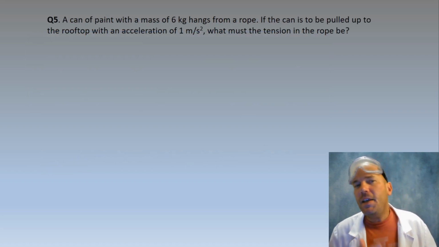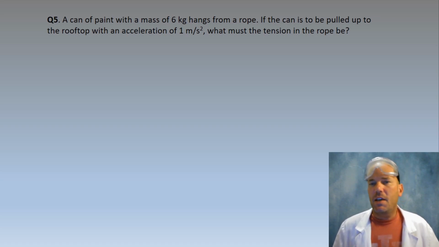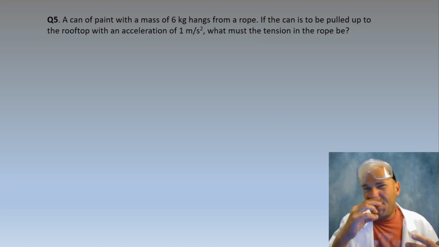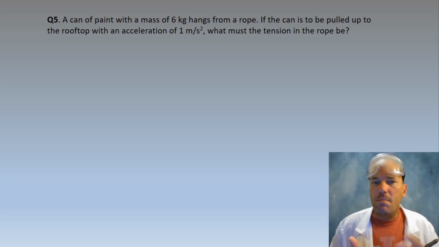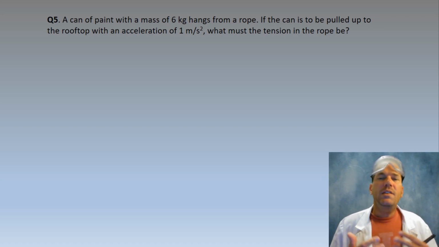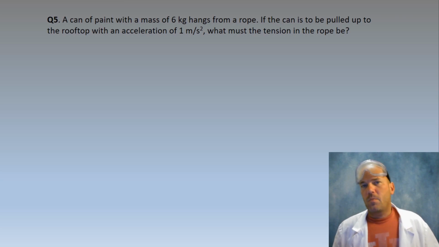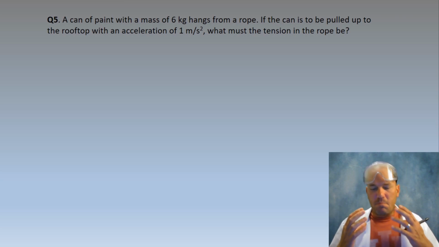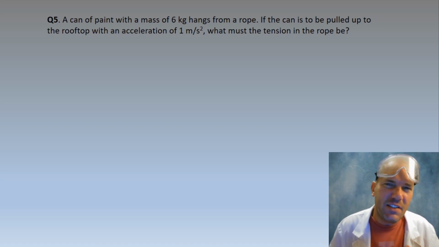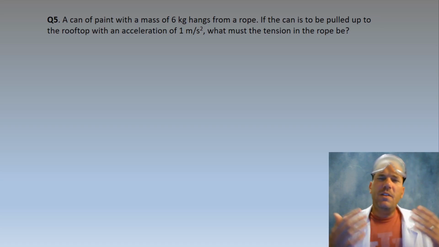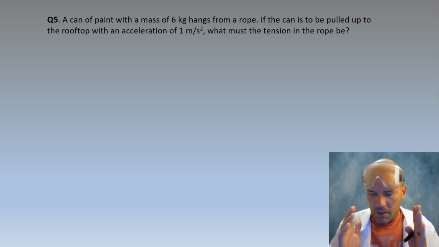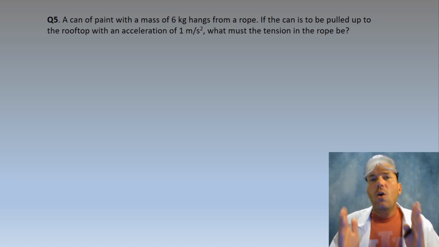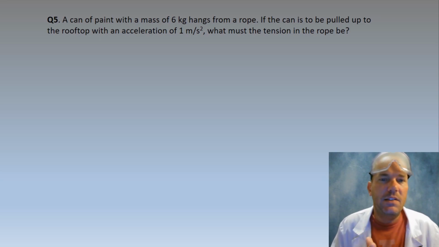Question 5. A can of paint with a mass of 6 kilograms hangs from a rope. If the can is to be pulled up to the top of the rooftop with an acceleration, so it will accelerate, there will be a net acceleration up of 1 meter per second squared, what is the tension in the rope? Okay, and this is where I'm going to implore you to always try to conceptualize these problems and ask yourself, what would the force of tension be in the rope if it were not accelerating? In other words, if it were just hanging vertically or moving up or down at a constant velocity.